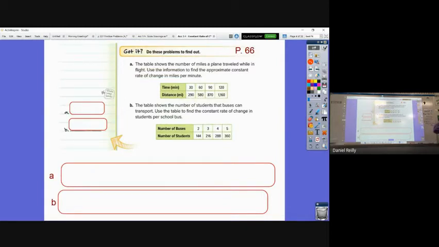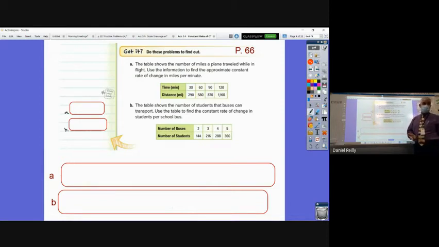So this table shows how far a plane travels while it is flying. What is the rate of change in miles per minute? What is the speed? Is the speed basically miles per minute for this plane? So I'm going to have to calculate the change. First off, I got to decide which is X and which is Y.